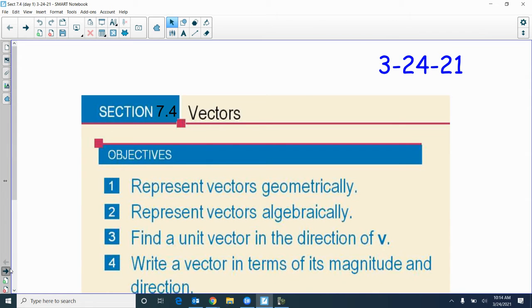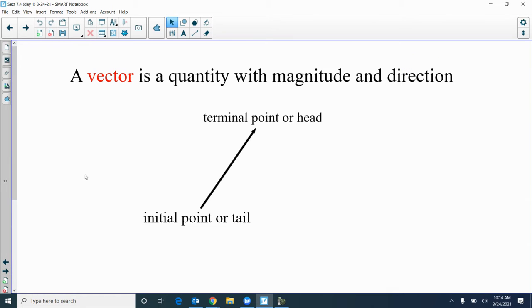A little bit of terminology here. A vector is a quantity with magnitude and direction. It's also a superhero, or no, a super villain.